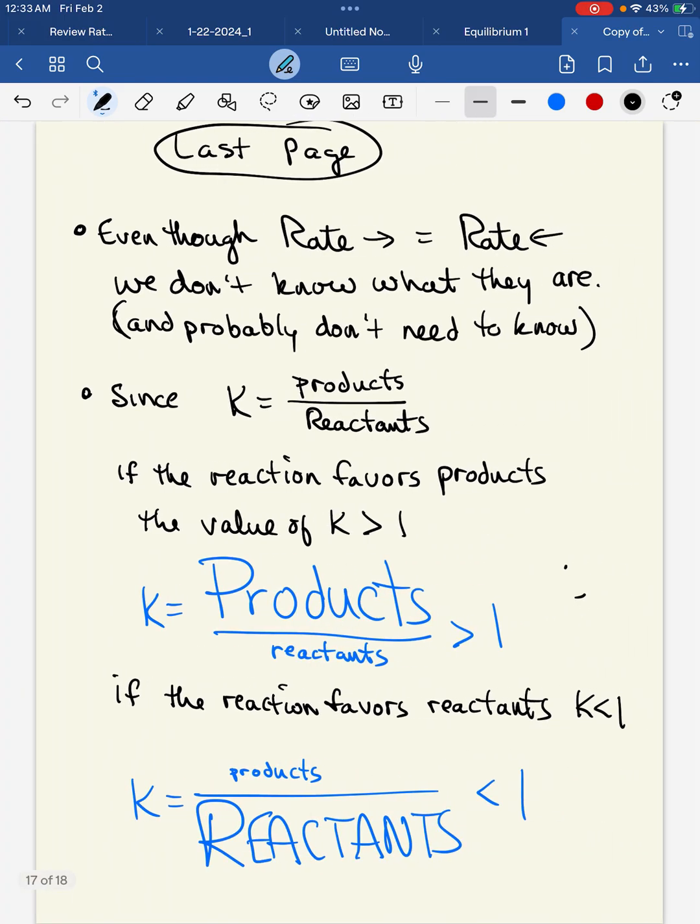Let's see what we got here. Oh, it's the last page. Even though the rate forward and the rate reverse are the same, we usually don't know what they are and probably don't need to know. And since the value of K is calculated from the amounts of products over reactants, if the reaction favors products, that means you have more products than reactants, then the value of this fraction becomes greater than 1. And I tried to show that graphically with the different size font. And if the reaction favors reactants, that means the reaction doesn't go forward hardly at all. Then your K is going to be much less than 1. So you have very little product and a lot of reactant, and the value of the ratio is very small.